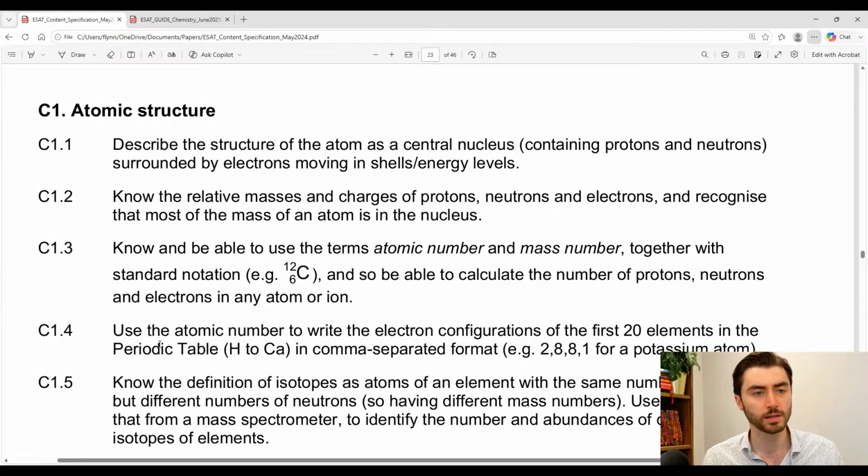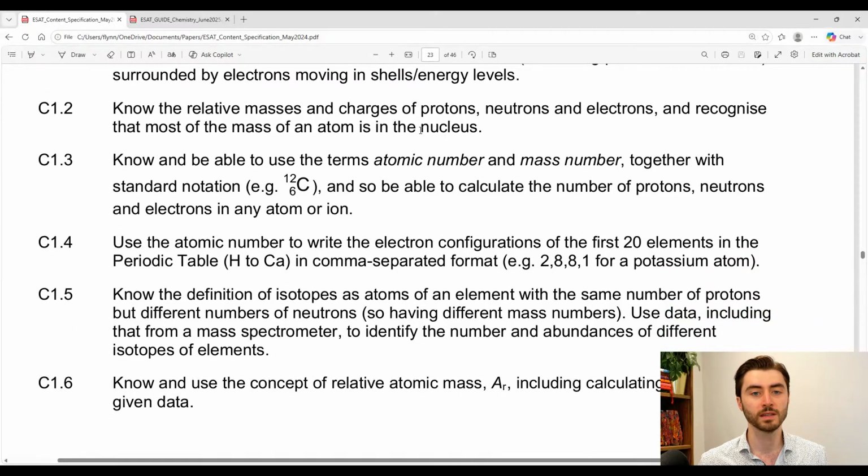We've got, all right, we'll start off simple. So structure of an atom. Obviously, you've got a central positive nucleus where all the mass is. It's got protons and neutrons, and you have electrons in shells moving around that.